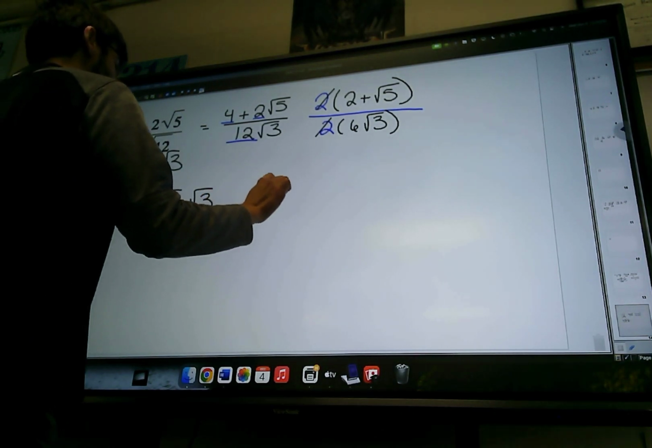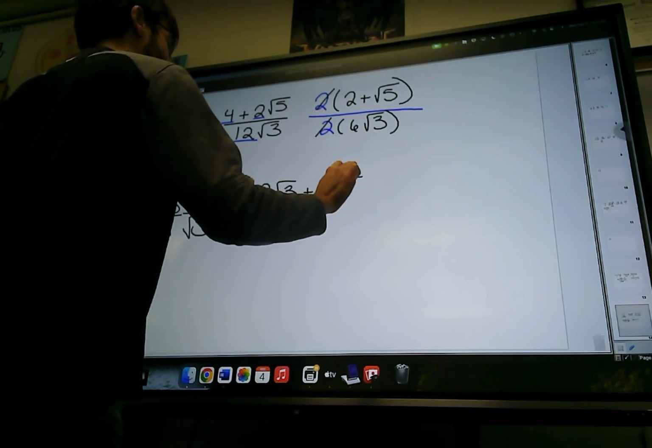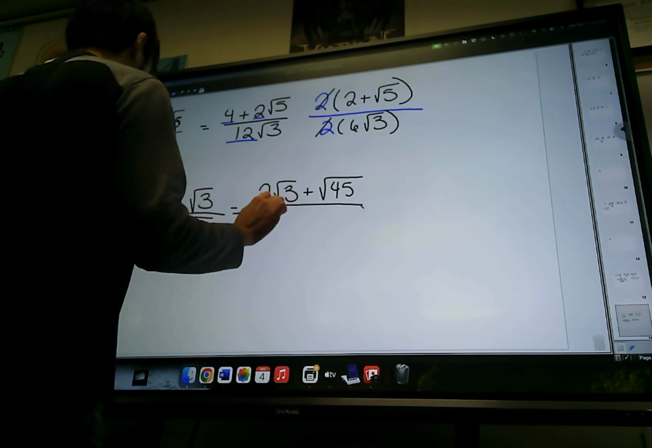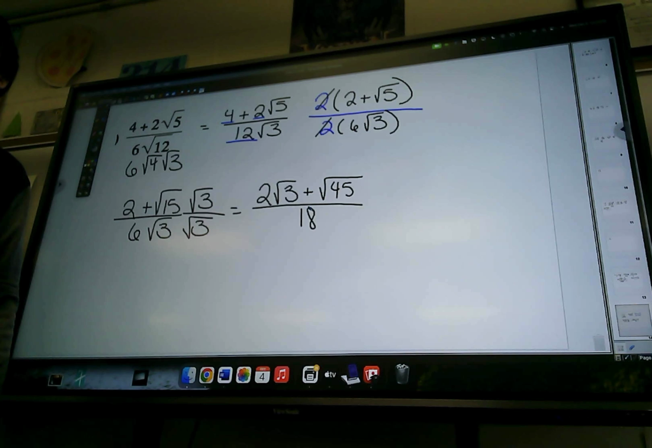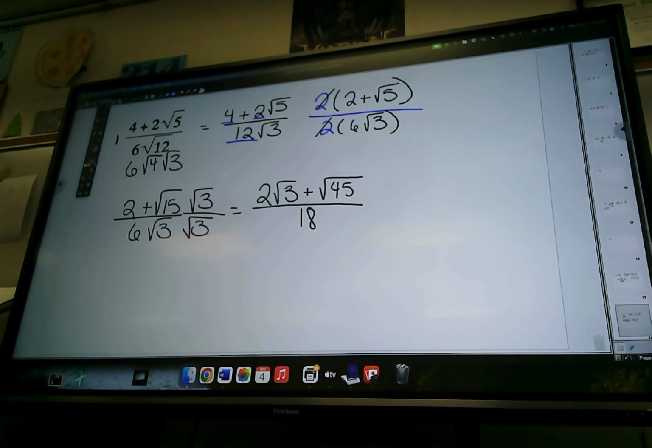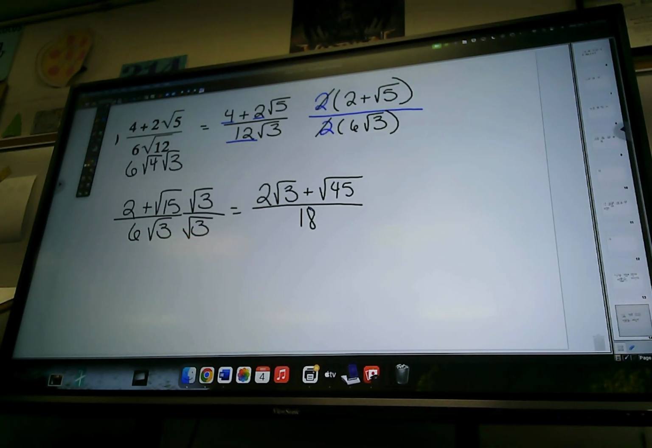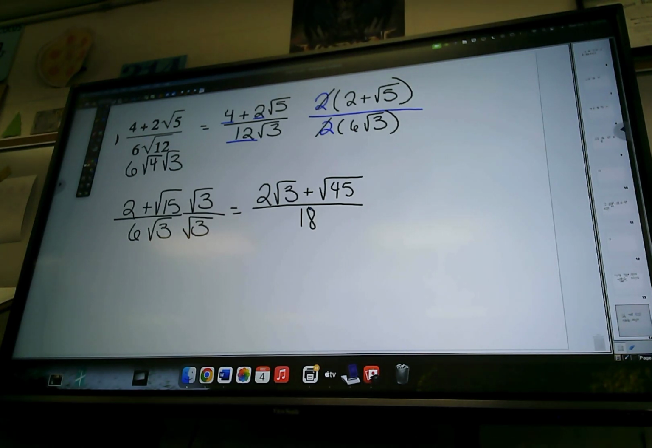I'm going to get 2 square root of 3 plus the square root of 45 all over 18. Final answer? No. You mean I've done all this work for just that? Absolutely! Why aren't you guys as excited as I am?